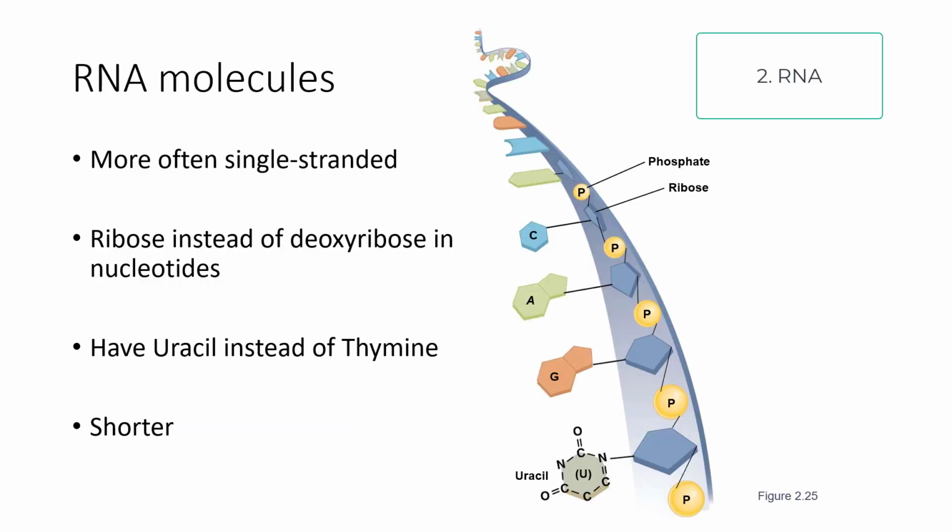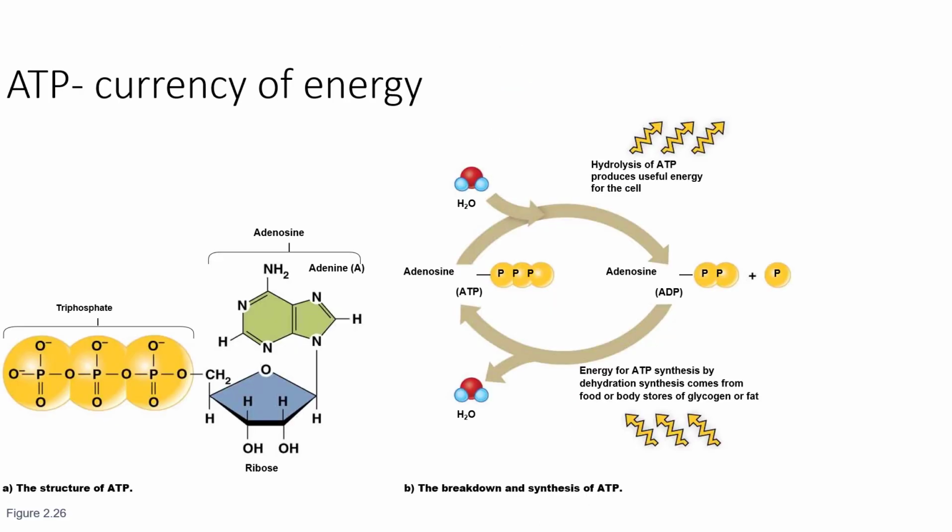RNA is more often than not single-stranded. It has ribose as a sugar as opposed to deoxyribose. Hence RNA, ribonucleic acid, as opposed to DNA, deoxyribonucleic acid. They have the molecule uracil instead of thymine. Generally speaking, RNA is shorter than DNA, and often RNA is used to code temporary messages because it is less stable. Last, a special use for nucleotides is ATP, adenosine triphosphate.